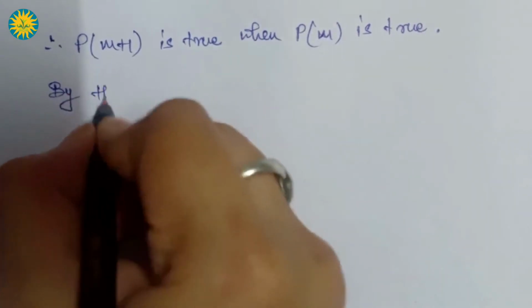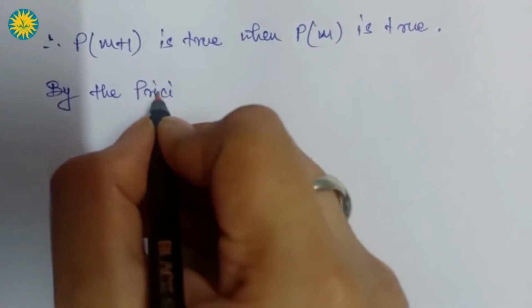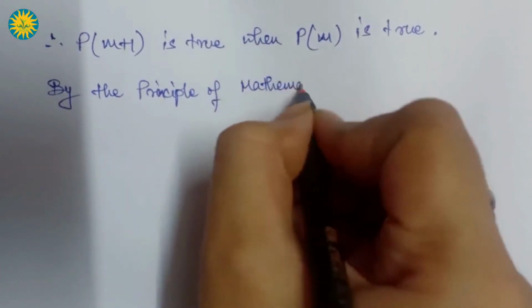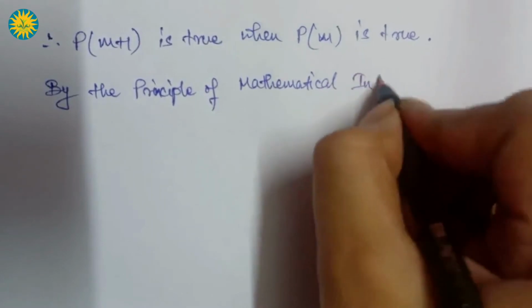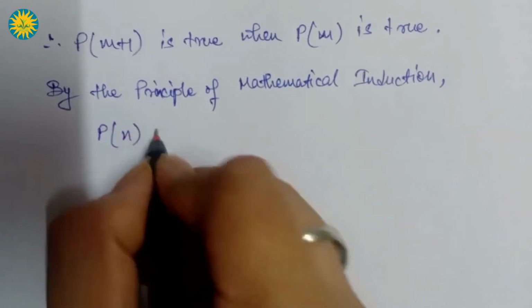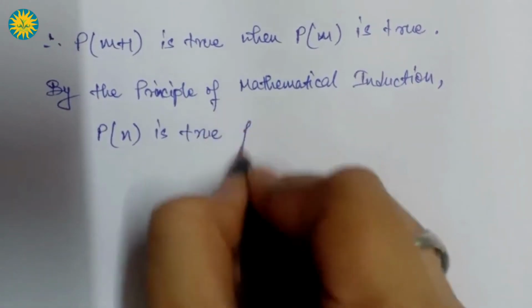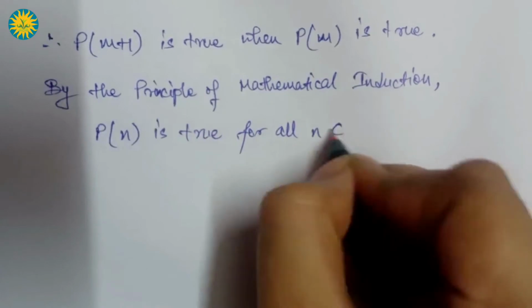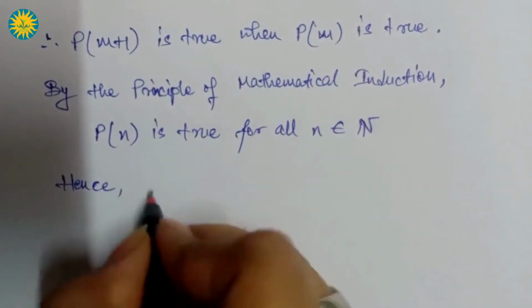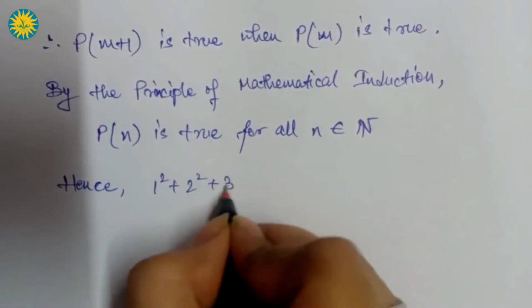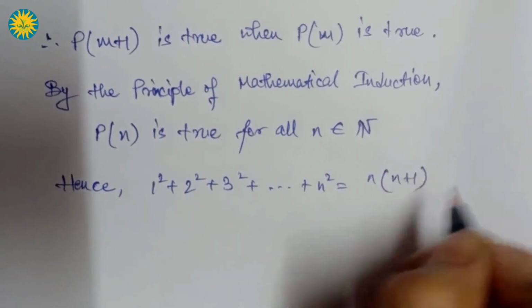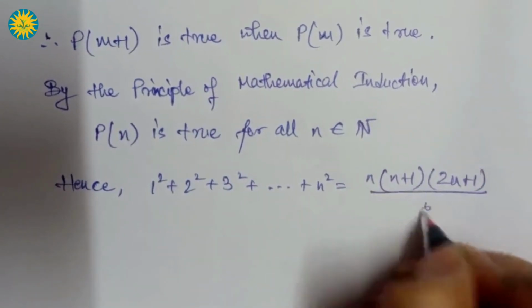Therefore, by the principle of mathematical induction, P of n is true for all n belongs to natural numbers, and hence 1 square plus 2 square plus 3 square till n square equals n into n plus 1 into 2n plus 1 by 6.